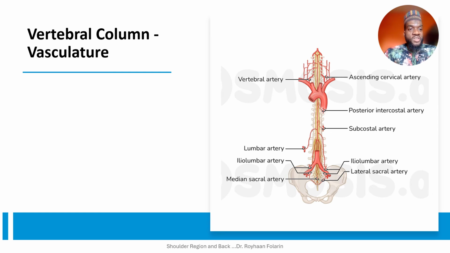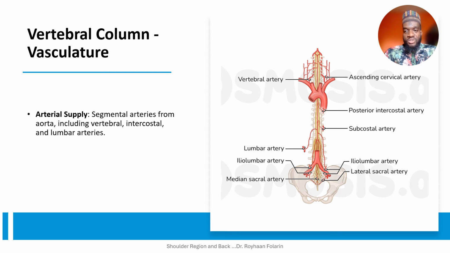Okay, the vertebral column vasculature is chiefly reliant on the segmental arteries from the aorta. So here is the aorta, the arc of the aorta, ascending the arc and then the descending. From these arteries, you have segmental arteries which run along the vertebrae, including the intercostal arteries and then the lumbar arteries.